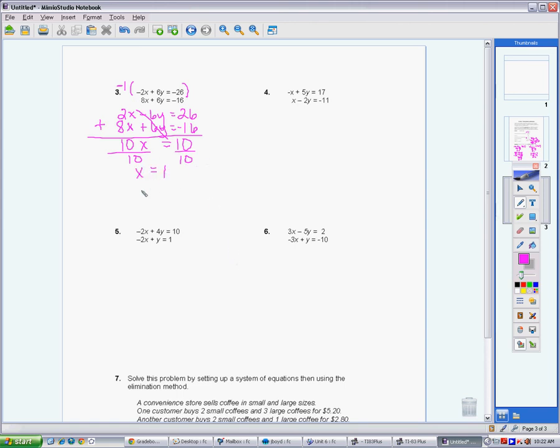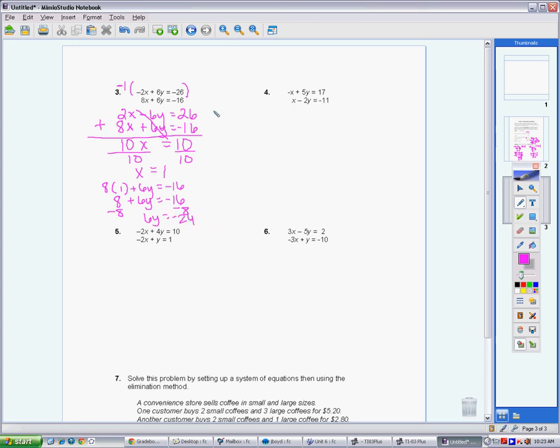Now I need to go back and find y. Since they tell us to go back to our original equation, I'm going to pick the bottom one again because I guess it doesn't matter. 8 times 1 plus 6y equals negative 16. I get 8 plus 6y equals negative 16. Then I need to subtract 8. 6y is equal to negative 24.